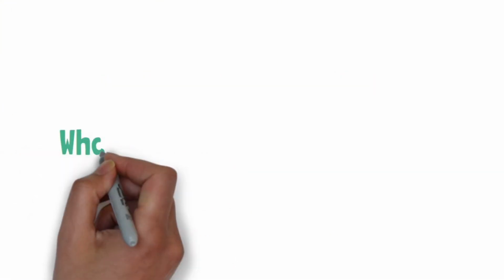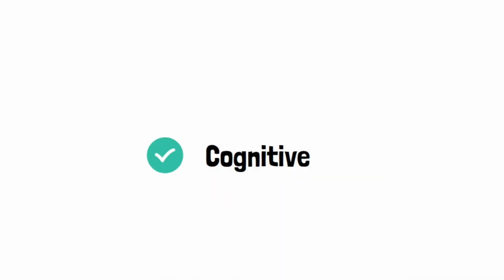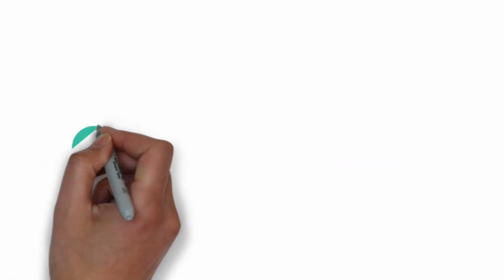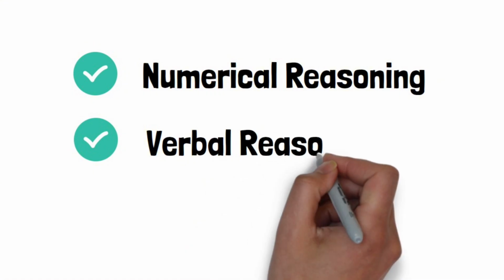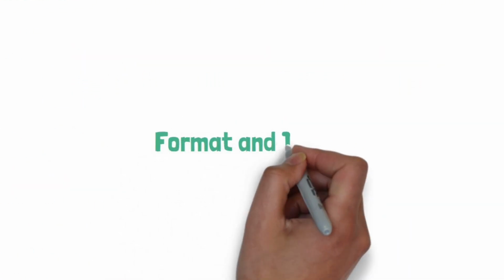What does the test measure? The ieGAT evaluates your cognitive, analytical, and decision-making abilities. You'll face a mix of question types, often bundled together in one test with no sections clearly separated. It covers numerical reasoning, verbal reasoning, and logical reasoning.